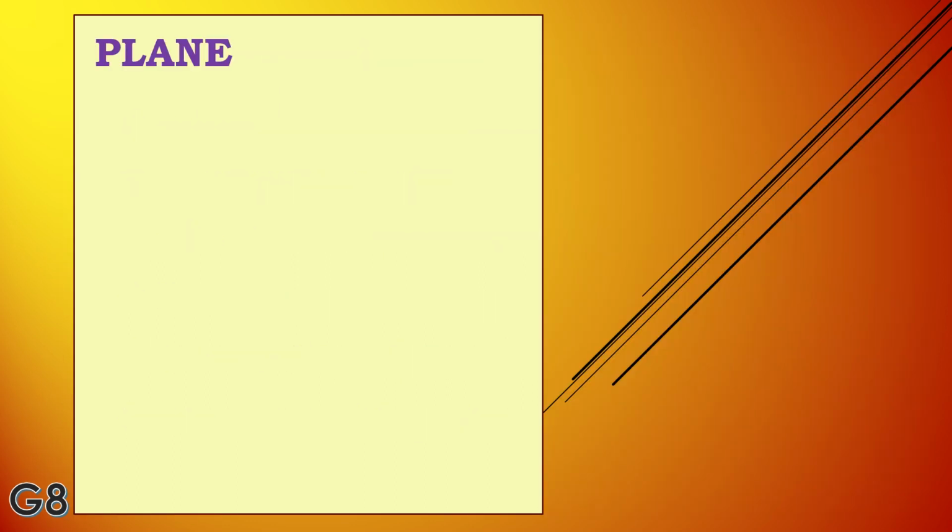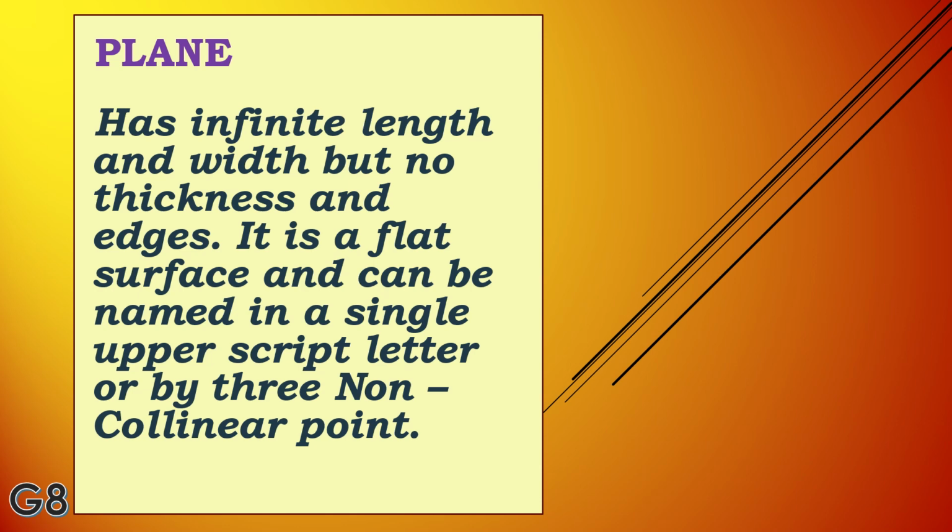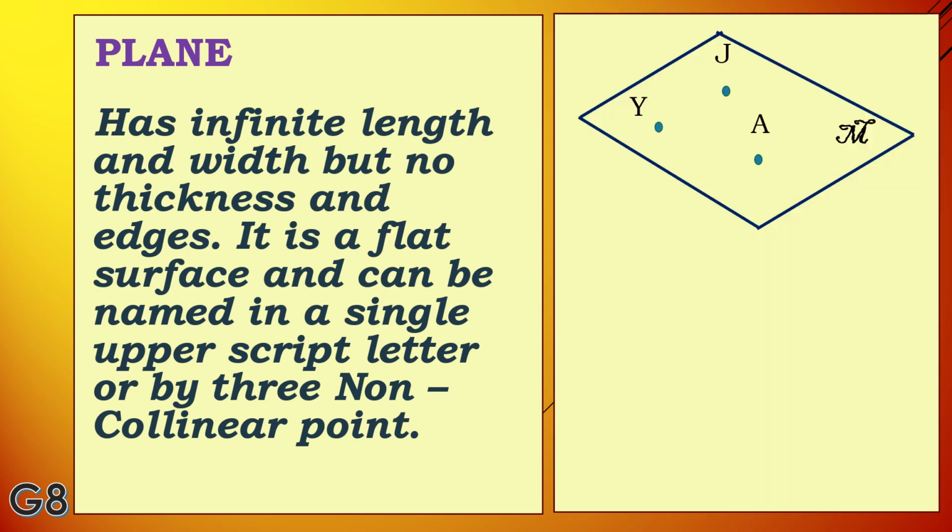Next, we have plane. This is also one of the undefined terms in geometry. Plane is described as something that has infinite length and width, but no thickness and edges. It is a flat surface and can be named by a single uppercase script letter or by 3 non-collinear points.